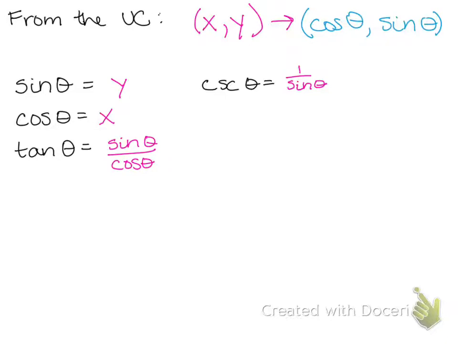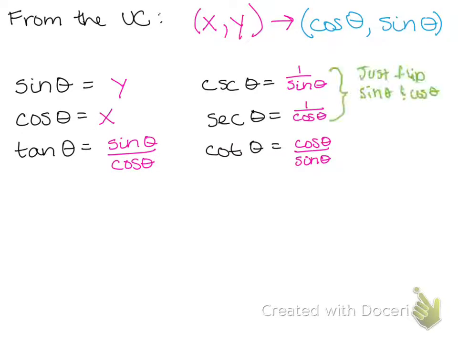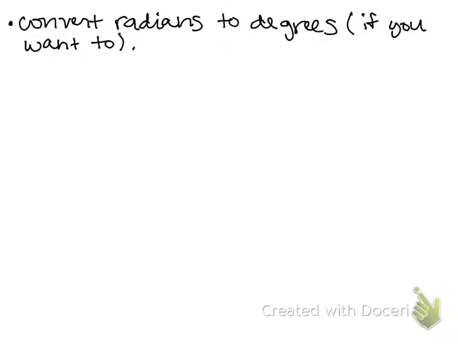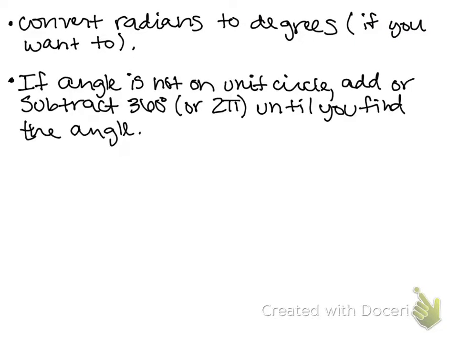The 1 divided by means absolutely nothing other than flip sine. For secant, it's 1 over cosine, which really means flip cosine. For cotangent, it's cosine divided by sine. Again, the 1 divided by whatever just means flip the whatever. So flip sine and flip cosine. Okay? Convert radians to degrees. If the angle is not on the unit circle, add or subtract 360 until you find the angle.